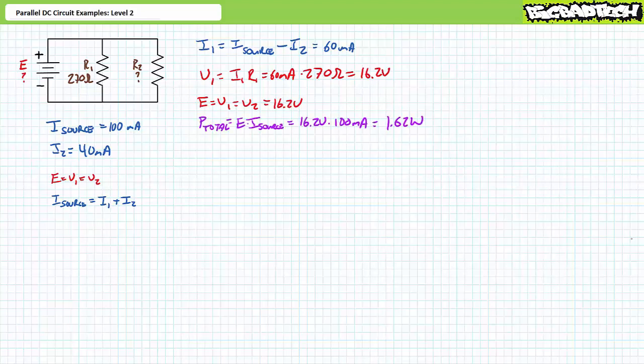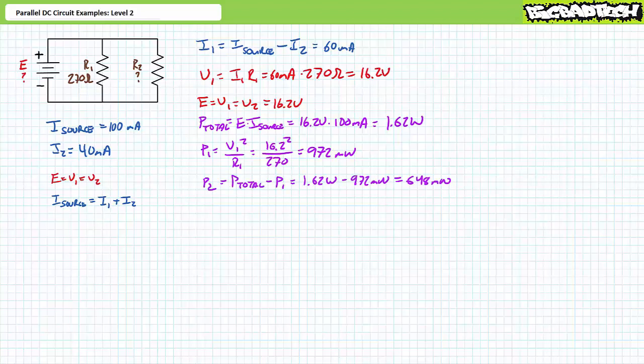Total power supplied to the system is equal to supply voltage times source current. Substituting our given values yields 1.62 watts. The power dissipated by resistor 1 is equal to the voltage across it squared divided by resistance. Substituting our given values yields 972 milliwatts.